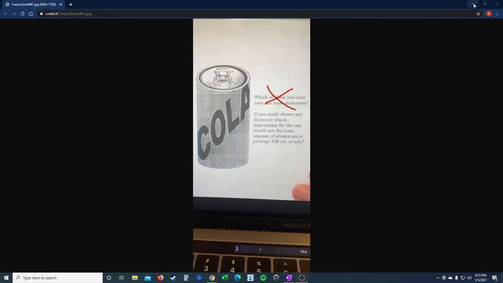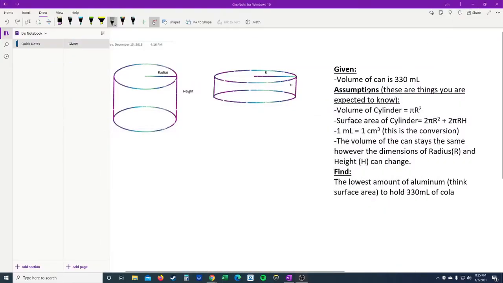What I like to do with these kinds of problems is break down everything. I like to give two categories of information that we know, and then have the question at the end. In the problem, we're given that the volume of the can is 330 milliliters, which is going to stay the same, and this is given to us by the problem.